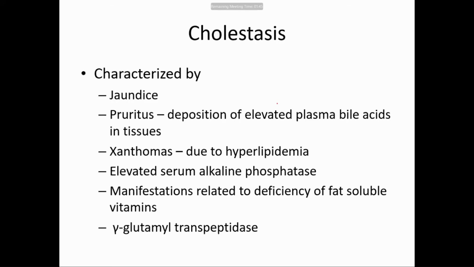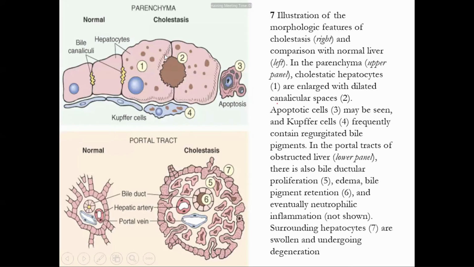So cholestasis, I told you, is an obstruction and leakage of bile, backward pressure, and increase of bile in the blood. Jaundice will be there, pruritus will be there, xanthoma, elevated serum alkaline phosphatase, fat soluble vitamin deficiency will be there, and all that. Now, when there is intrahepatic cholestasis, there are bile leaks, rupture of bile ductules, and proliferation of bile ductules in the portal tract because of back pressure.